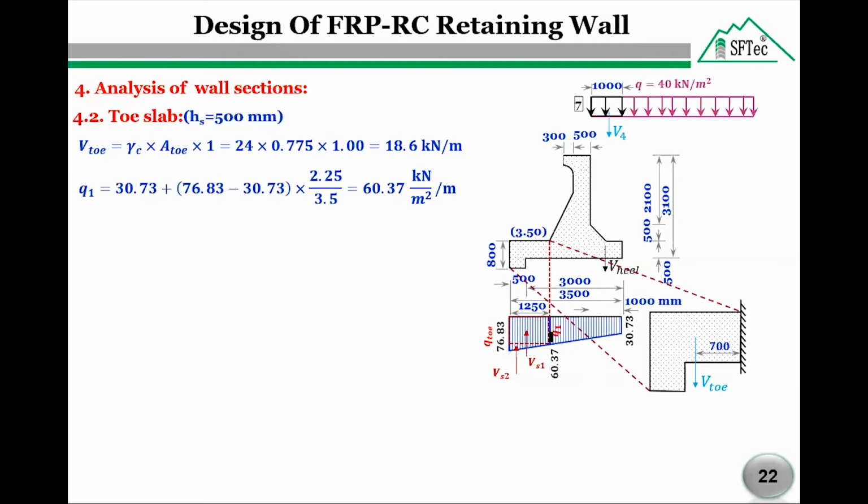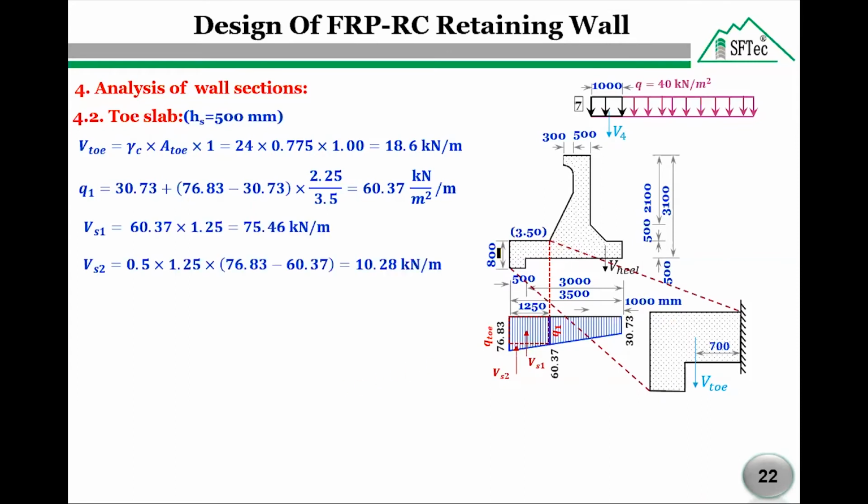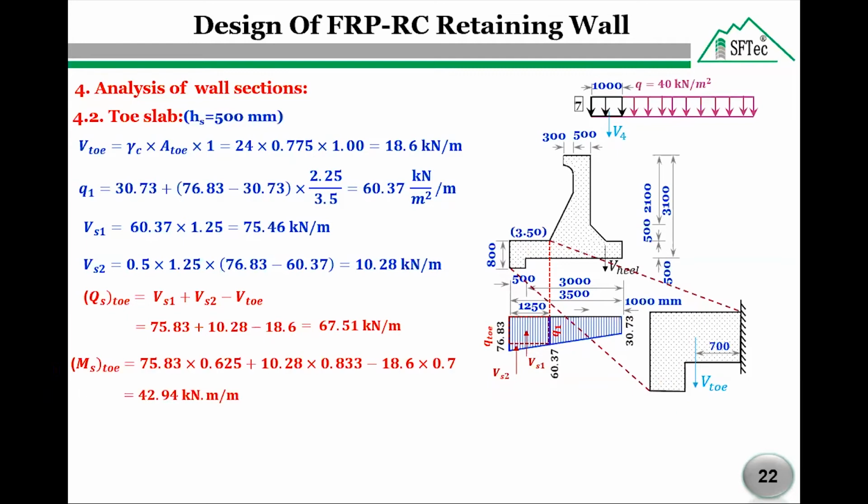At the face of the toe section, the bearing pressure Q1 can be calculated from similarity. The soil pressure here under the toe section will be divided into two shapes. The first one is a triangle and the second one is a rectangle. So we have two forces here, one for the rectangle and one for the triangle. The maximum shear force at the face of the toe slab section equals the summation of V1 plus V2 minus the downward weight coming from the weight of the toe, while the maximum moment at the face of the toe slab equals 42.94.